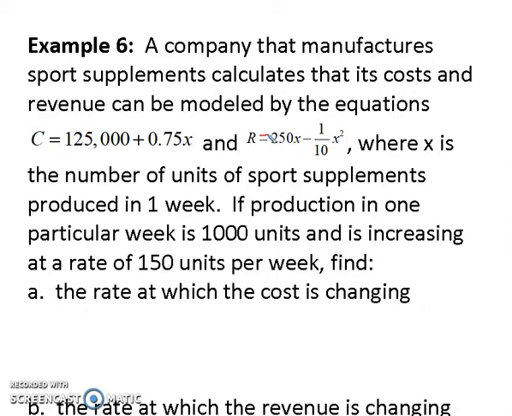We've got a company that manufactures sports supplements calculates that its costs and revenue can be modeled by the equations, and they gave us the cost function and the revenue function, where x is the number of units of sports supplements produced in 1 week. If production in one particular week is 1,000 units and is increasing at a rate of 150 units per week, find the following. So this 1,000 units, that's x, and then dx/dt is 150. So we're going to use that all the way through.